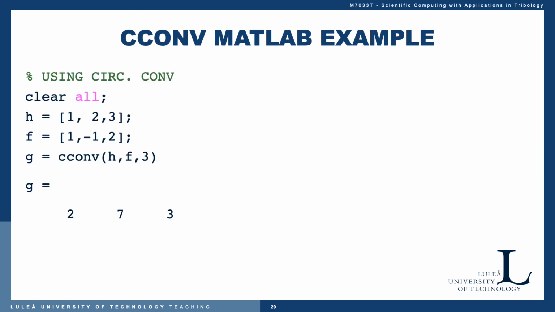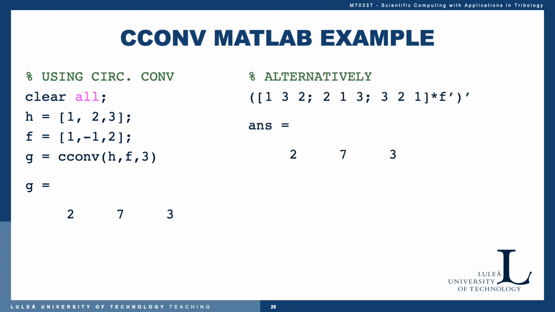MATLAB example. Same signals as before. We have 1, 2, 3 as h. We have f equal 1, minus 1 and 2. Do the circular convolution function. I'm not entirely certain that all of you can do this. I believe this is in the image processing or whatever toolbox it's called, so you may not be able to access it. But if you do, the result would be 2, 7, 3.